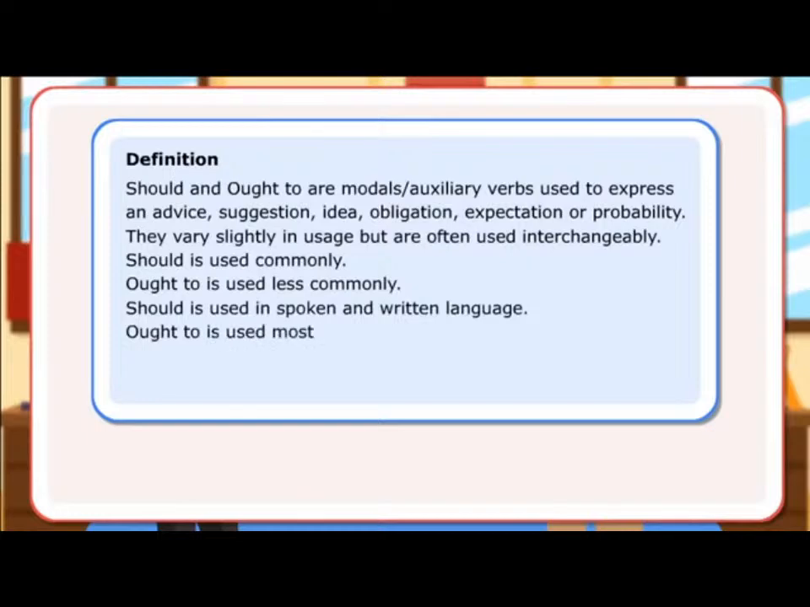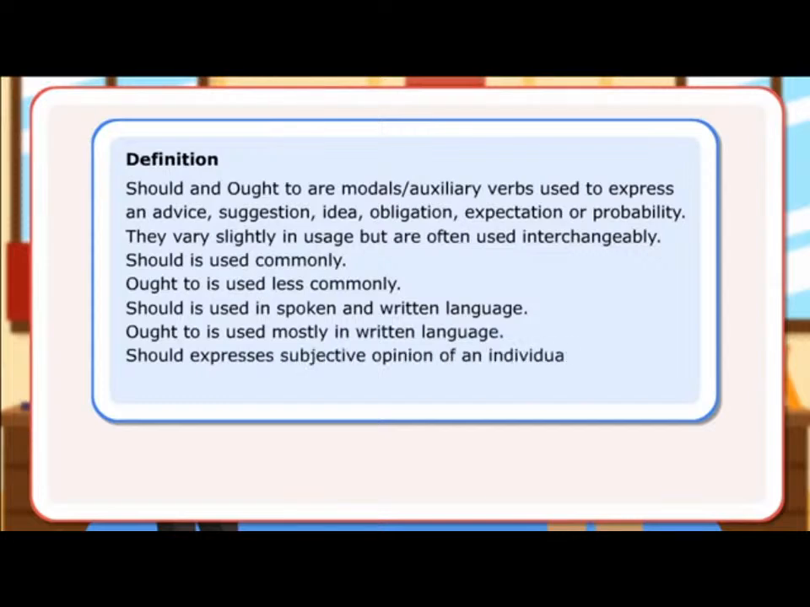Ought to is used mostly in written language. Should expresses subjective opinion of an individual. Ought to expresses an objective view and is more emphatic.